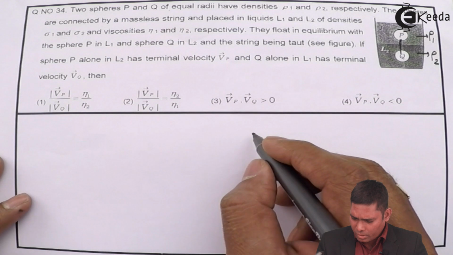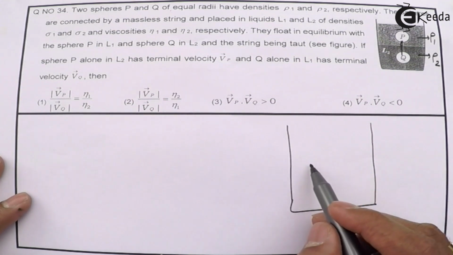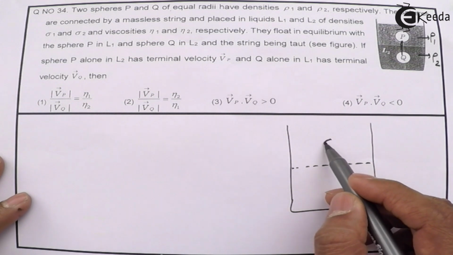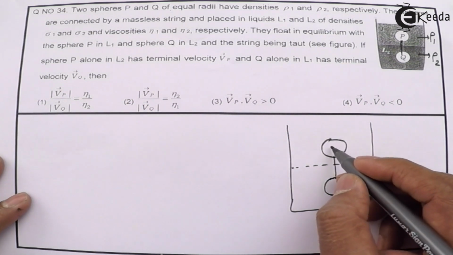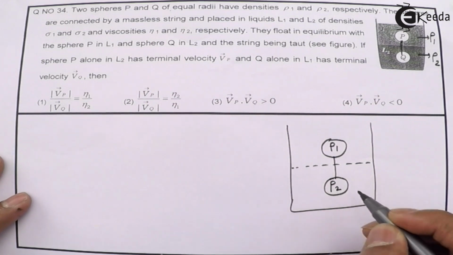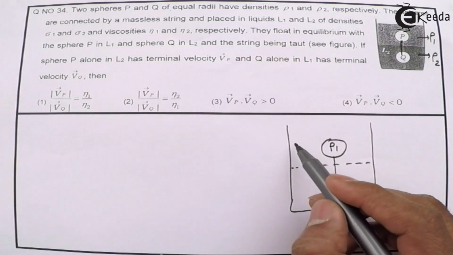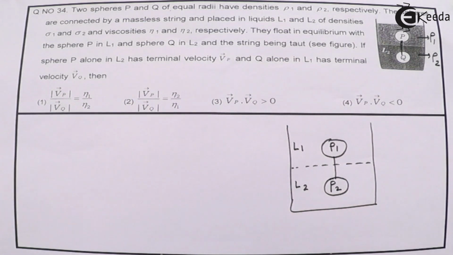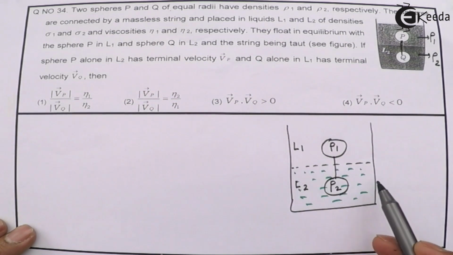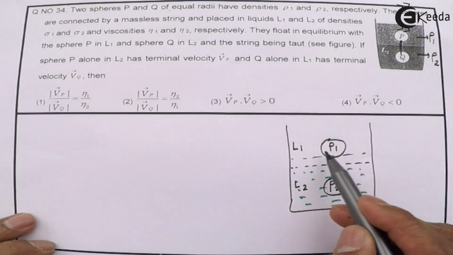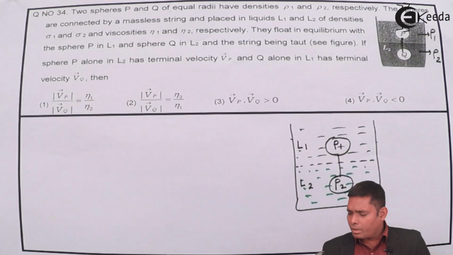So first let me draw the diagram over here. Two spheres, this one has density rho 1 and this one has density rho 2. They are connected by a string and placed in liquids L1 and L2. This is liquid L1 and this is liquid L2, different liquids. These are the two different liquids put in the beaker.